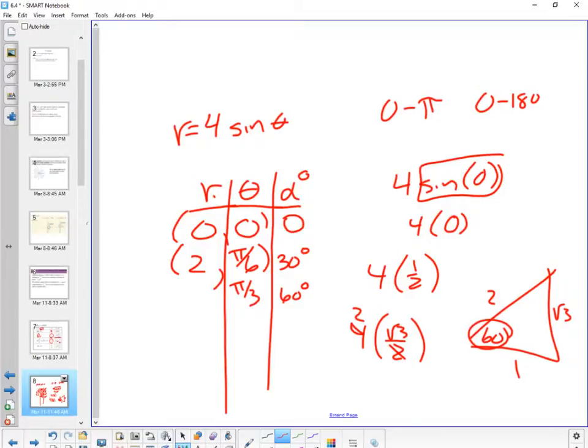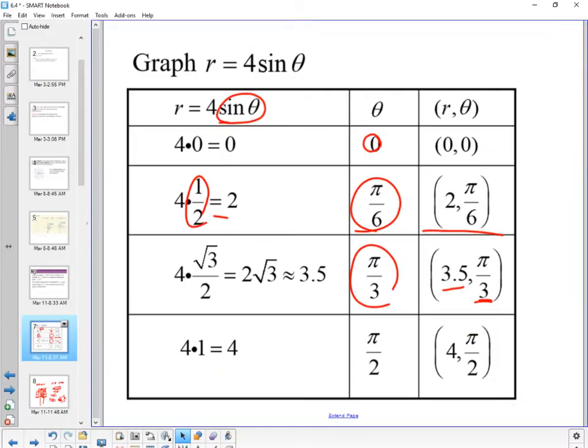Okay, 3.4. So it's approximately 3.5, right? That was the next number in our list. Oh, it's approximately 3.5. Okay, that's all we're doing: inputs, outputs, inputs, outputs. Old school, but I like this.